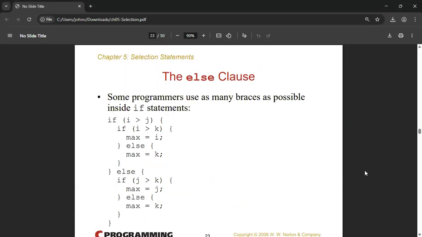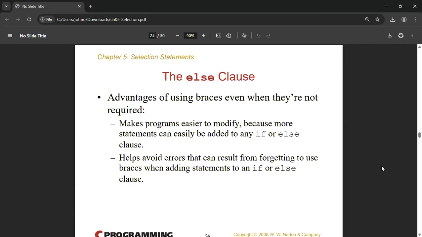To avoid confusion, make sure you add braces. Use as many braces as possible, just like you were asking just now. It's better to use braces, just like Omar asked. Advantages of using braces even when they are not required: it makes your program easy to modify because visually you can identify the location of each part and the end of each block of code. It also helps to avoid errors that can result from forgetting to use braces.